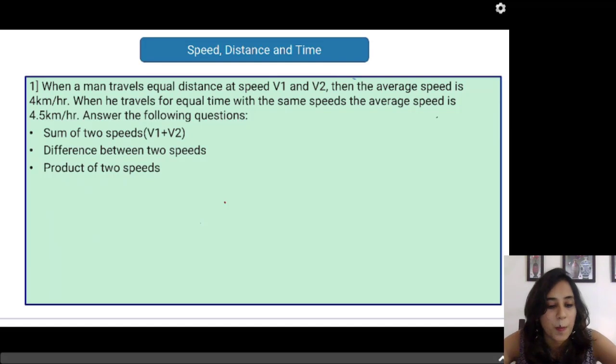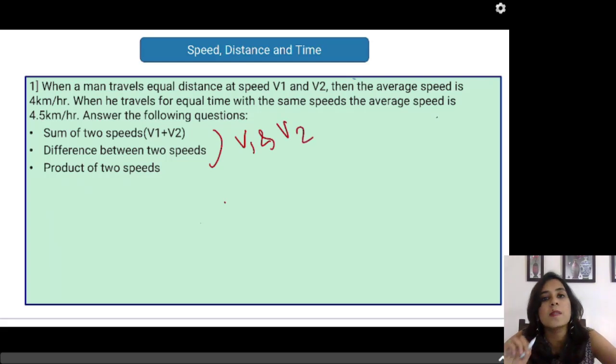So let us start with the first problem. When a man travels equal distance at a speed of V1 and V2, then the average speed is 4 km per hour. When he travels for equal time with same speeds, the average speed is 4.5 km per hour. Answer the following questions. Guys, here we are given three questions which are related with finding the value of V1 and V2.